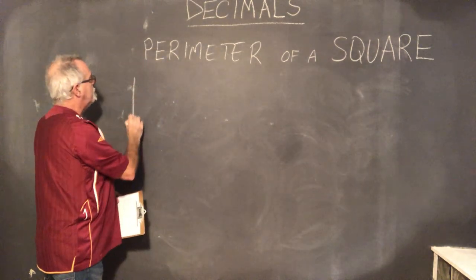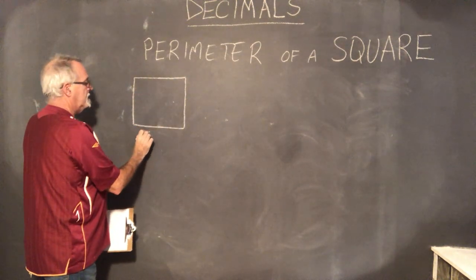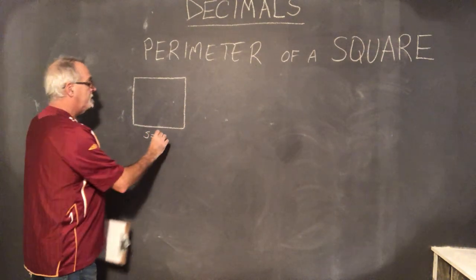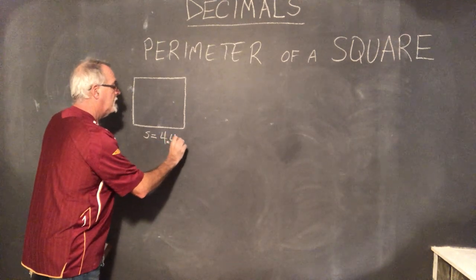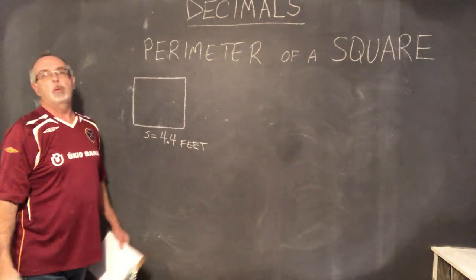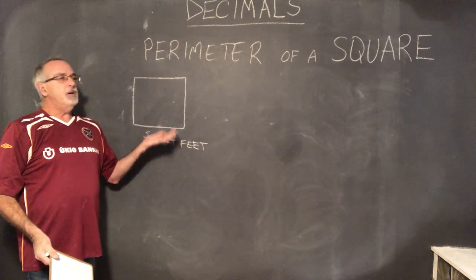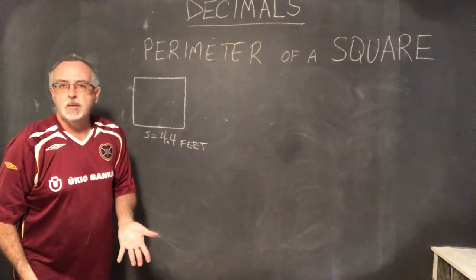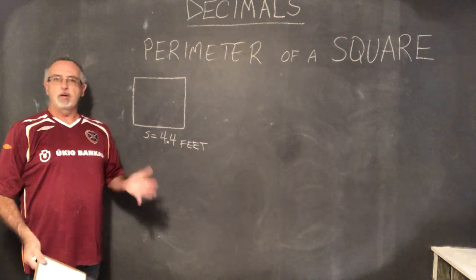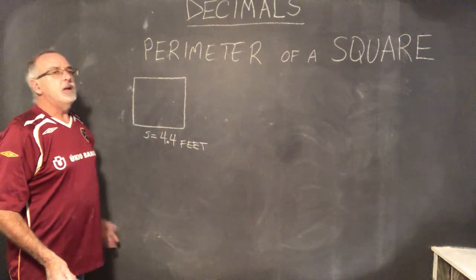Okay, perimeter of a square. If the side length of the square, which we like to use S to signify, if S is equal to 4.4 feet, I want the perimeter. Well, what's the perimeter? I teach my students all the time when I am teaching geometry, perimeter is the fence, and area is the grass. It's a way of making people not get perimeter and area mixed up, but we're not doing area right now. We're doing perimeter. And that's the length of the fence.